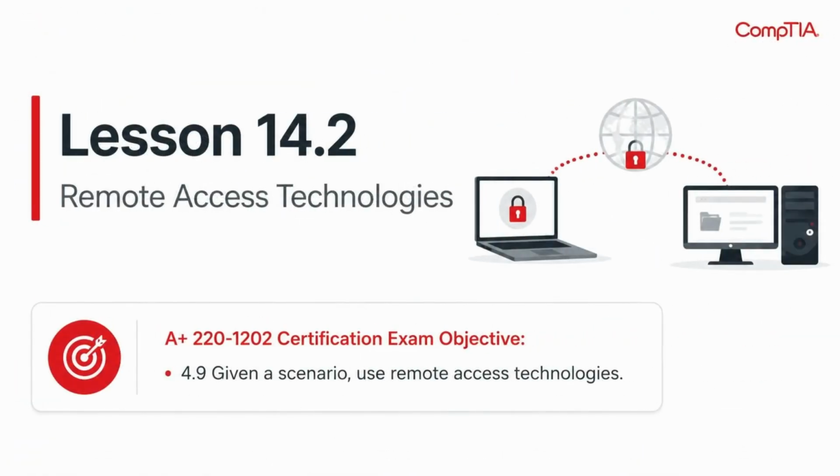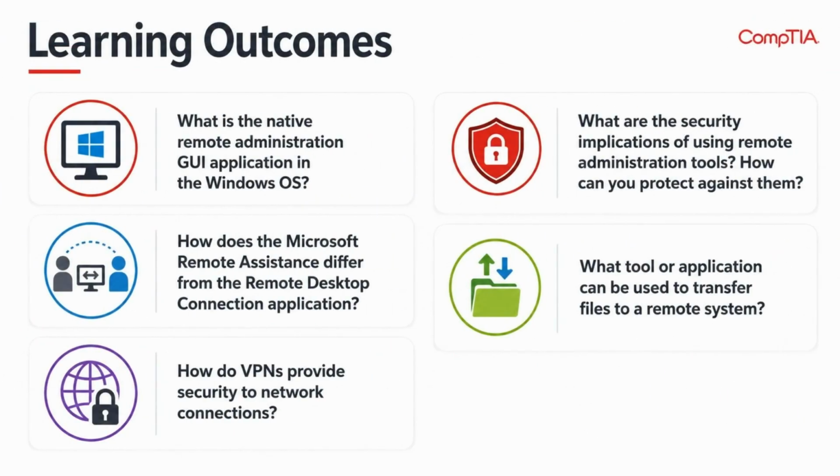Next, we explore Lesson 14.2, Remote Access Technologies. This lesson maps directly to the A+ 220-1202 Certification Exam Objective 4.9, which focuses on utilizing remote access technologies in various scenarios. In this lesson, we will answer key questions regarding remote administration tools, security implications, the differences between remote assistance and remote desktop, file transfer methods, and how VPNs secure connections.